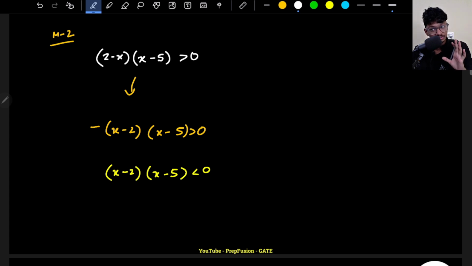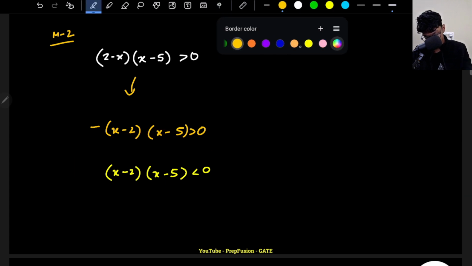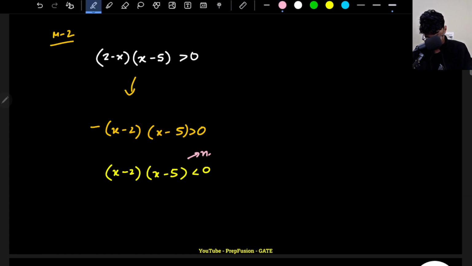But the inequality also has changed, but the region of x will not be different, right? So that you don't get confused, I generally don't prefer this method, but I have to teach you everything, right? So I'll teach you everything. Now we have to solve for this new inequality. This is a new inequality that we have to satisfy, but this is in the format of our standard form.